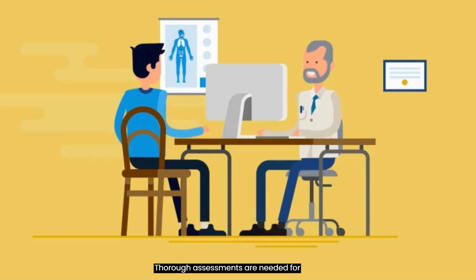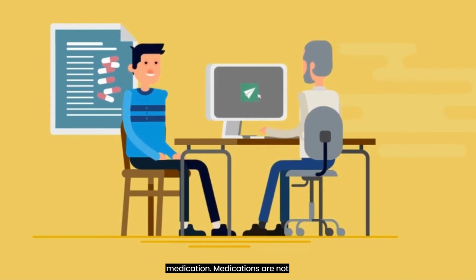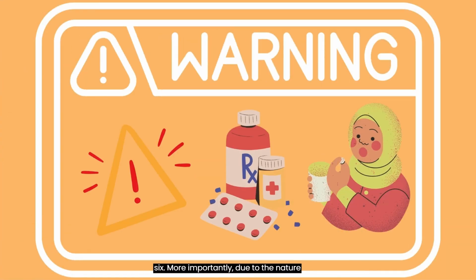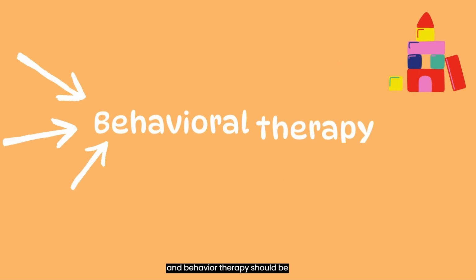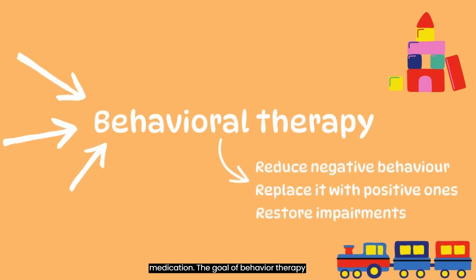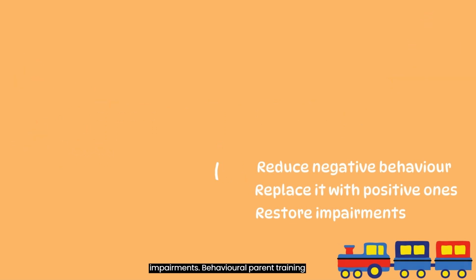Thorough assessments are needed for choosing the right type and amount of medication. Medications are not recommended by the FDA for children under 6. More importantly, due to the nature of drugs and their side effects, medication should be used with caution, and behavior therapy should be implemented before considering medication. The goal of behavior therapy is to reduce negative behavior and replace it with positive ones, restoring impairments.